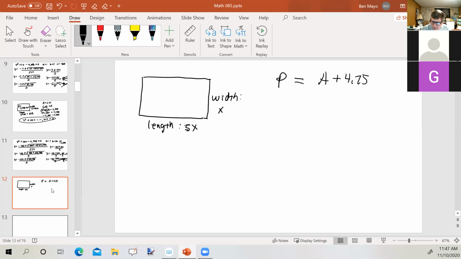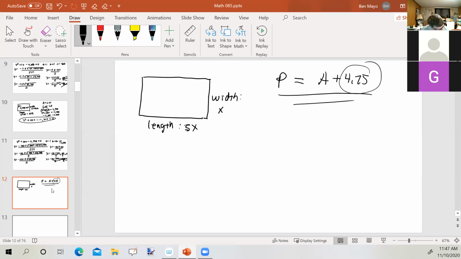So the perimeter is equal to the area plus 4.75, because it says the perimeter exceeds the area. So the perimeter is more than the area. So to make them equal, we've got to add 4.75 to the area, or we could subtract it from the perimeter. Same thing. You okay where I'm getting this from? Yes. All right.